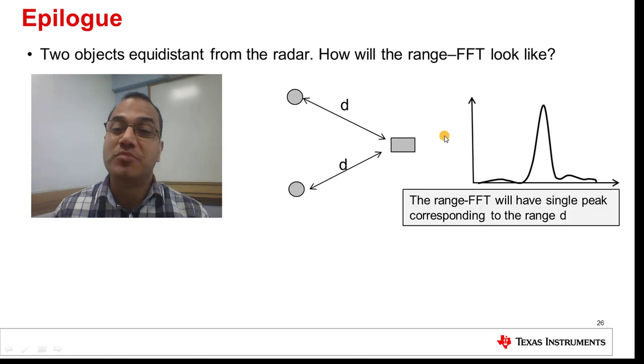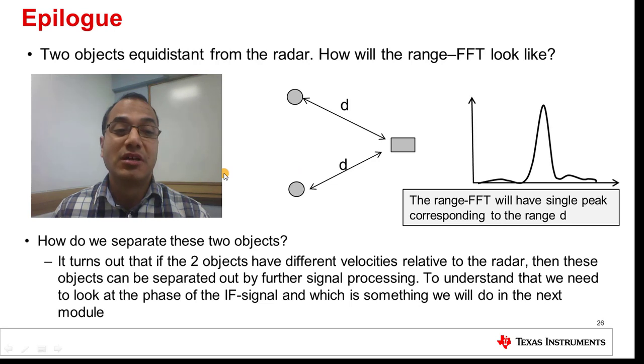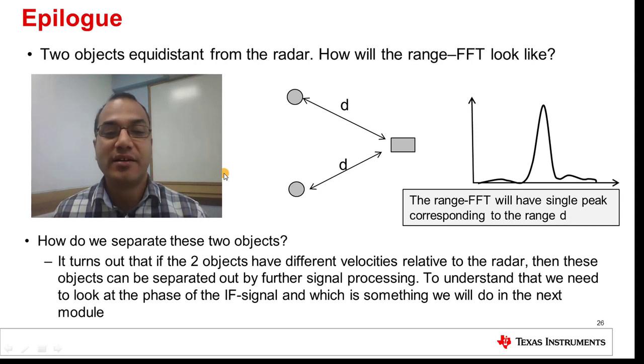Now, since both these objects are equidistant, the range FFT will have a single peak corresponding to this range D, incorporating the effects of both these objects. So how then do we separate out these two objects? It turns out that if these two objects have different velocities relative to the radar, then they can be separated out by further signal processing. And to understand that, we need to really look at the phase of the IF signal, which is something we will be doing in the next module.